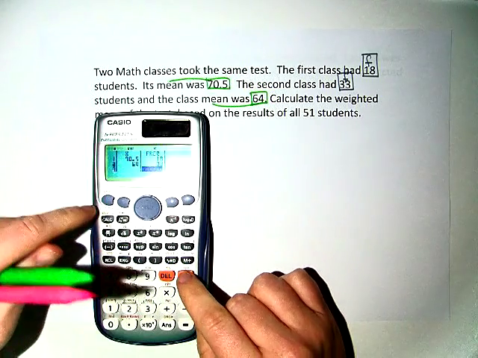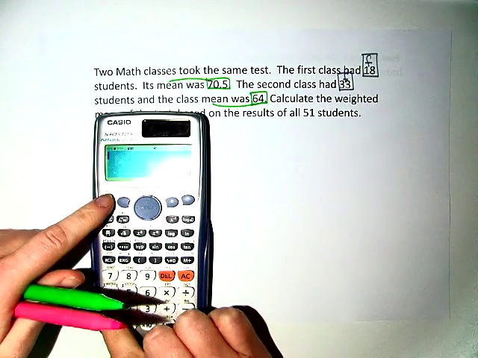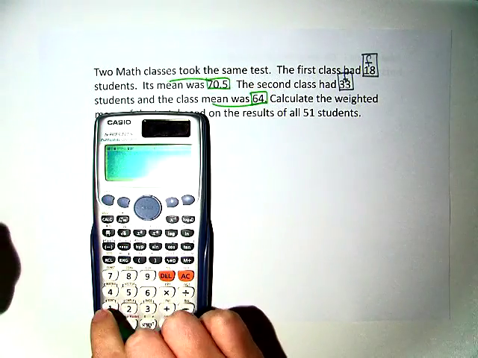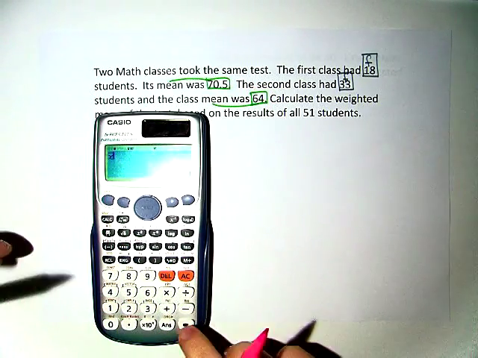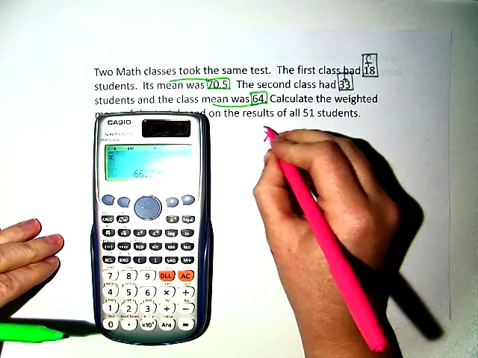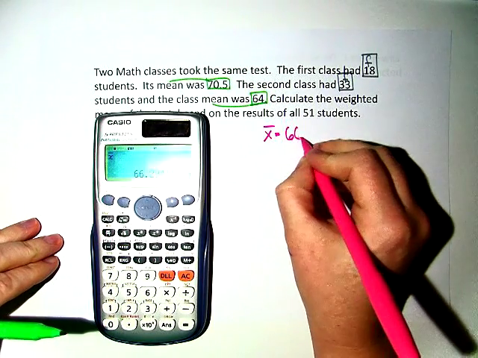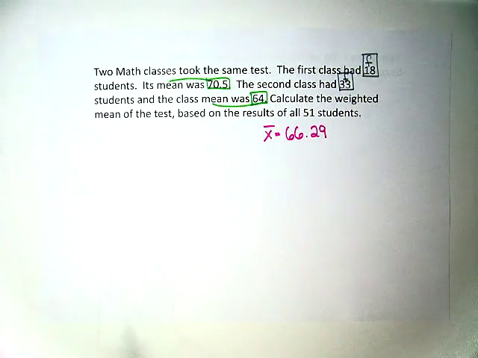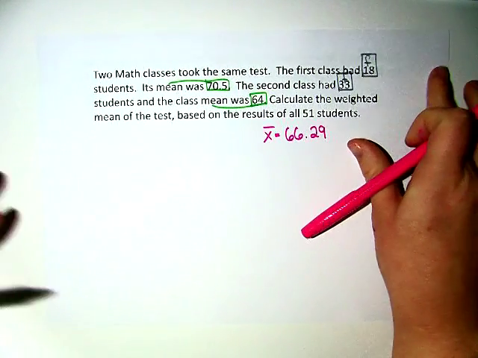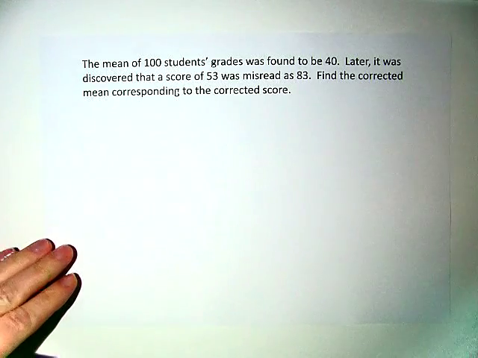Okay, so now we're going to hit AC, and we're going to be doing shift, stat, variation, and we get that the weighted mean for all 51 students was 66.29. All right, let's try another problem just to make sure that we understand how to do it.